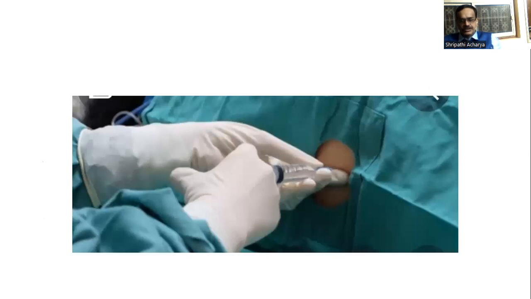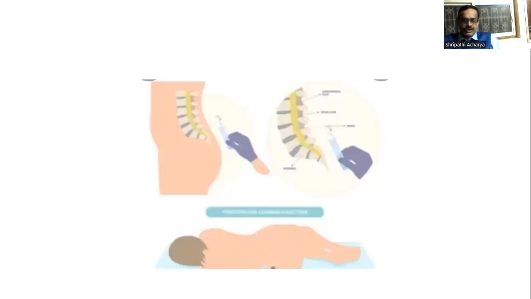This is the procedure. You can see the area is covered by surgical cloth and the area is kept open where the lumbar puncture is done and the needle is passed. You can see the area L2 L3, the intervertebral disc between L2 and L3.